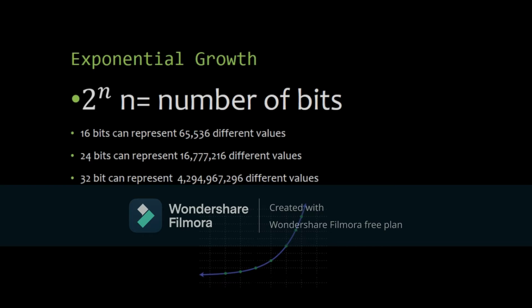16 bits can represent 65,000 different values. 24 bits represent about 16.7 million values. 32 bits can represent a whopping 4.2 billion state values. That is the power of permutation and combination. And this is the number of bits representing the exponential.